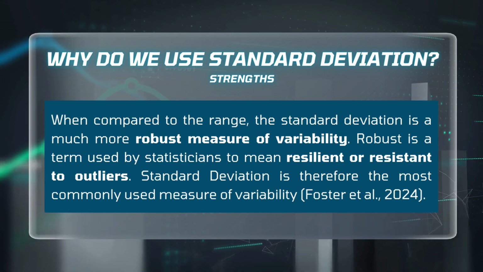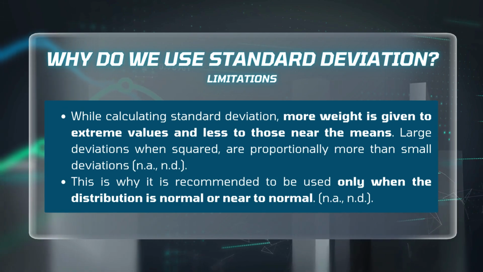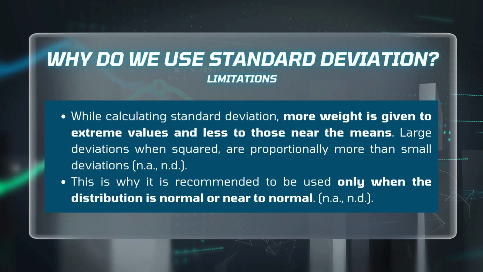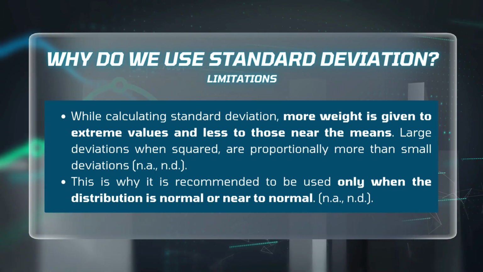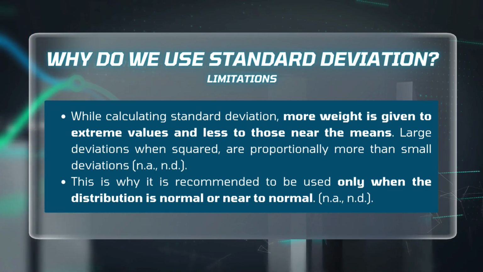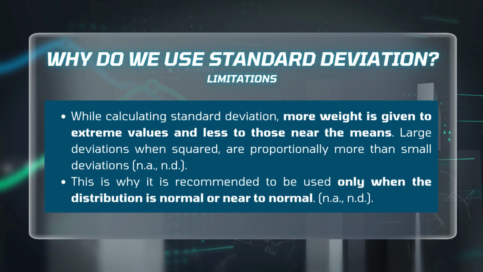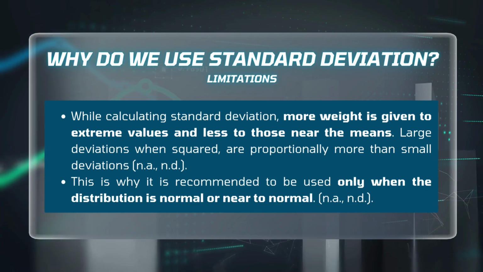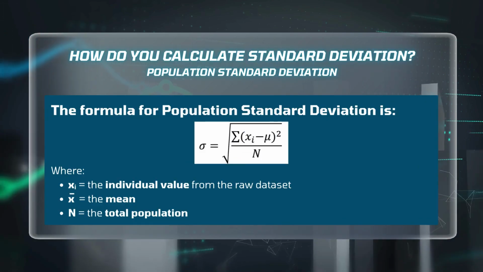But standard deviation as a measurement of variability also has its drawbacks. While calculating standard deviation, more weight is given to extreme values and less to those near the mean. Large deviations when squared are proportionally more than small deviations. This is why it is recommended only when the distribution is normal or near normal. How do you calculate standard deviation?